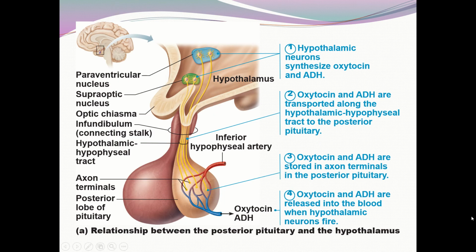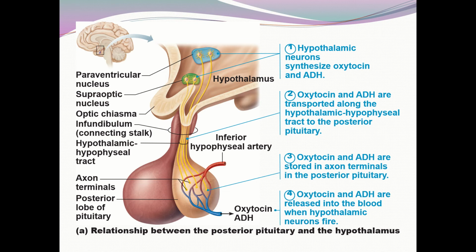So again, looking at this illustration, we see that in step 1, the hypothalamic neurons synthesize oxytocin and ADH. In step 2, oxytocin and ADH are transported along the hypothalamic-hypophyseal tract to the posterior pituitary gland. In step 3, oxytocin and ADH are stored in axon terminals in the posterior pituitary gland. And in step 4, oxytocin and ADH are released into the blood when hypothalamic neurons fire.